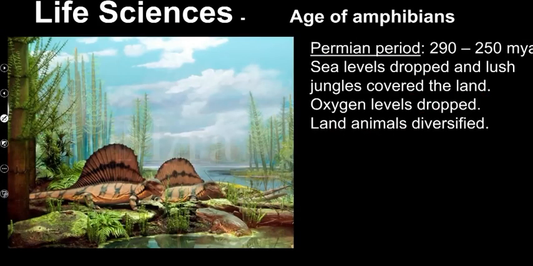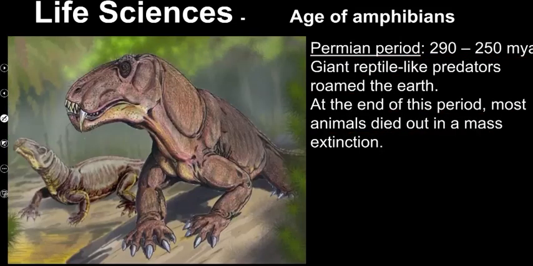After the carboniferous period was the Permian period, which lasted 40 million years ago. And in this, the sea levels dropped, jungles covered the land, but oxygen levels dropped. So those big insects couldn't survive anymore, so they died out. Land animals became increasingly diversified. And if you look here, that is a rather weird creature called a dimetrodon, which existed at that particular time.